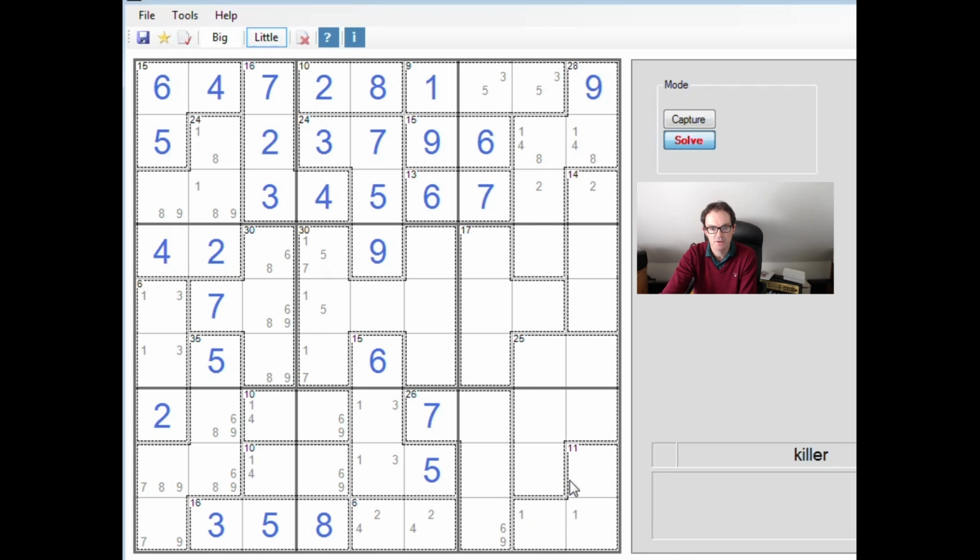Therefore there is a 1 in this 11 cage. And the other number that we need to put in there is going to be a 6, 7, well in fact there's a 9 here, so the only options for this cell are 1, 6, 7.